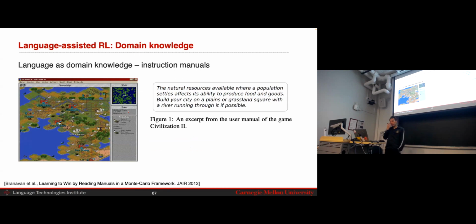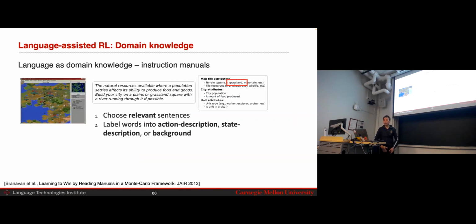So another example is instruction manuals. This is a very famous game, Civilization. It's a very difficult game. You're basically trying to build your own civilization, starting from collecting natural resources, building cities, building transportation, and so on, trading with other cities. So if you get an RL agent to play this from scratch, it's going to be almost impossible, right? Getting humans to play it from scratch is also almost impossible. So even humans will read instruction manuals first, where you have these excerpts, right? The natural resources available are produce food and goods, blah, blah, blah. So you can essentially train a model to choose relevant sentences.